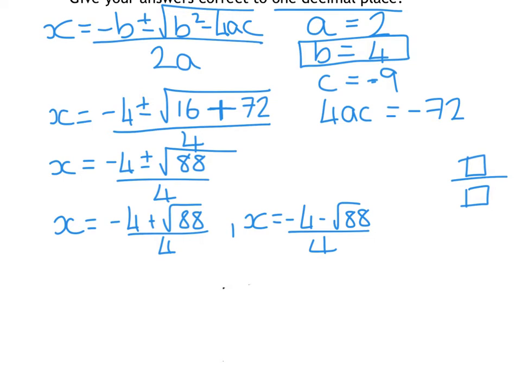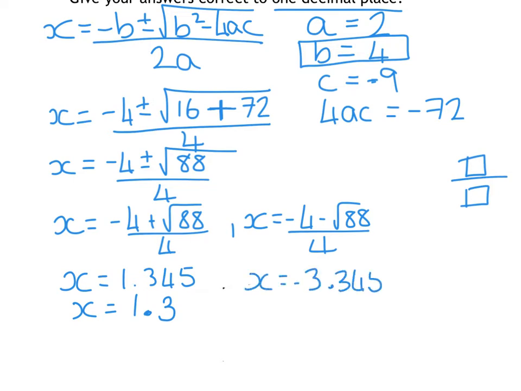So type that in. So for the plus sum, you get 1.345, which to one decimal place as asked for is 1.3. With the takeaway sum, I'm literally just going back to what I last typed in and I'm editing it to change that wee sum into a minus, and it just saves me a wee bit of time. And it gives me an answer of negative 3.345. So to one decimal place is negative 3.3. So they are your roots.